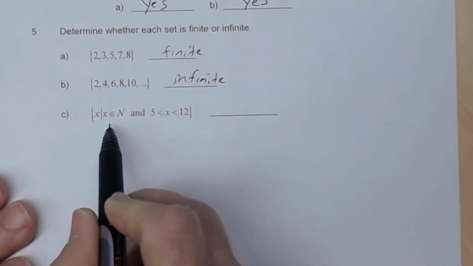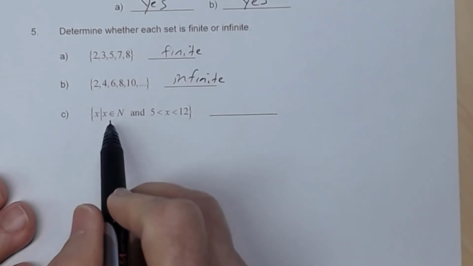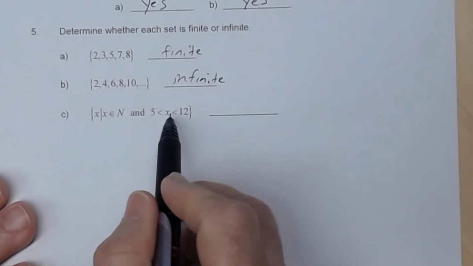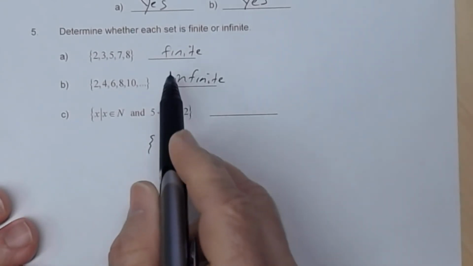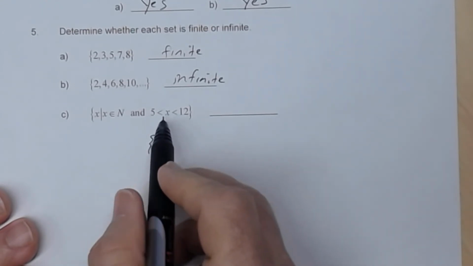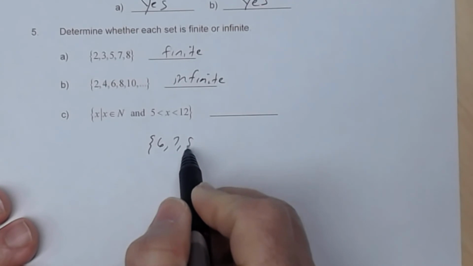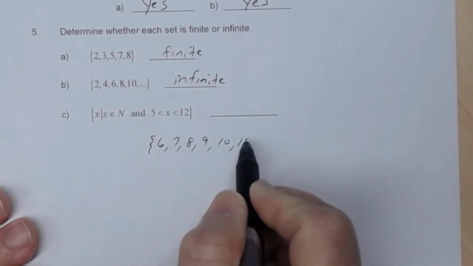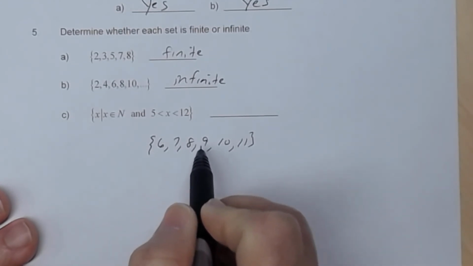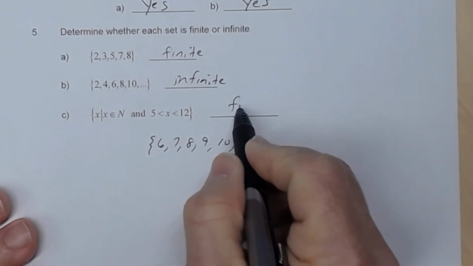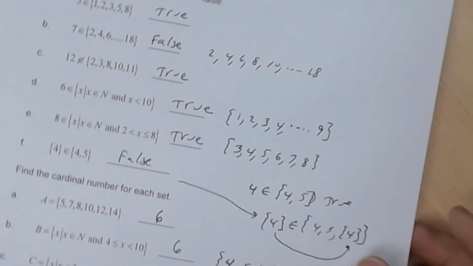And then over here, you're told that x is a natural number, and you're told that x is between 5 and 12. So is this finite or infinite? Well, if you list the roster notation, so remember, there's no equal sign, so you can start with 6, 7, 8, 9, 10, and 11. And notice you can count how many there are. 1, 2, 3, 4, 5, 6. So that's a finite set. Okay, so that was quiz number 1.